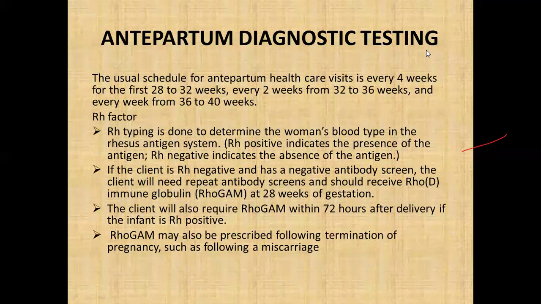Okay. So the usual schedule for antepartum health care visits is every 4 weeks from the first visit to 28 to 32 weeks. And then every 2 weeks from 32 to 36 weeks. And then every week from 36 to 40 weeks. This is what everyone needs to know.